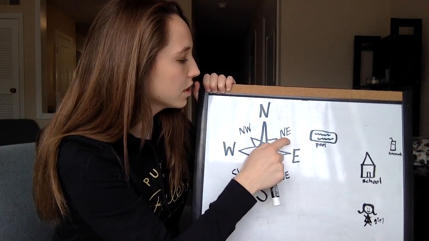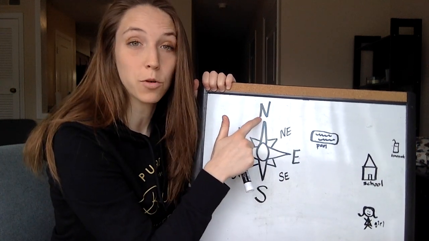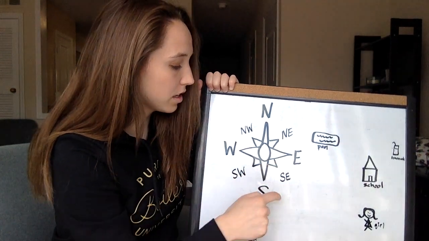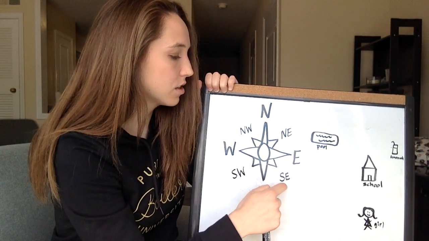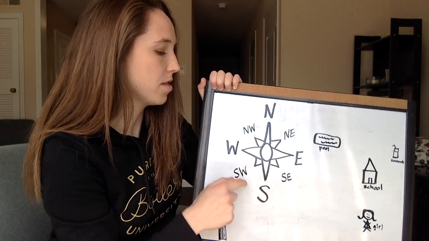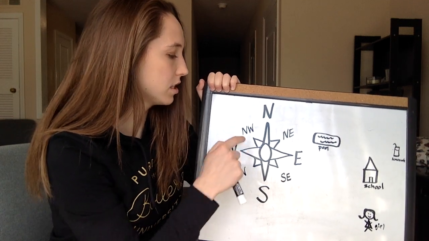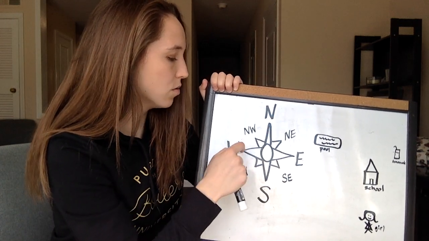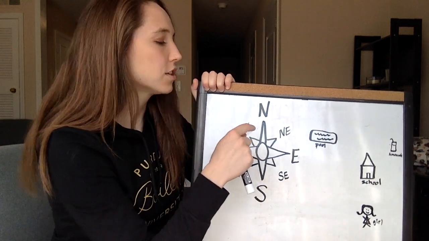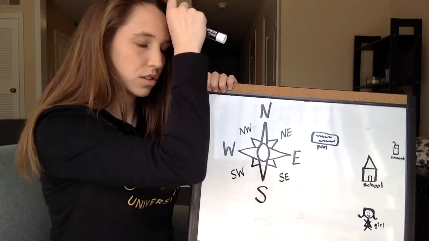This one over here is called northeast because it's between my north and my east. So then this one is between my south and my east, so this one would be southeast. And it's like that for all of them. This one's between south and west, so it's southwest. This one is between north and west, so it's northwest. Okay, so that's how you can find all the different directions on a compass rose.